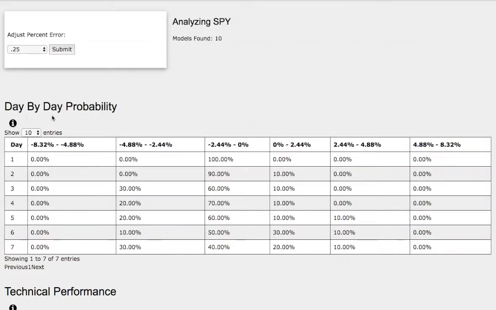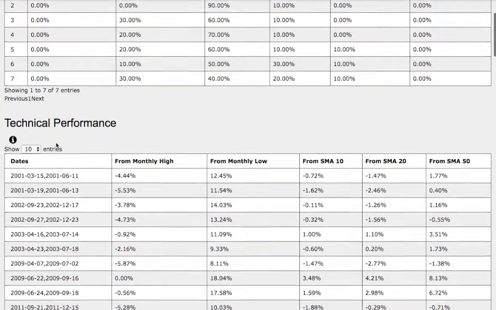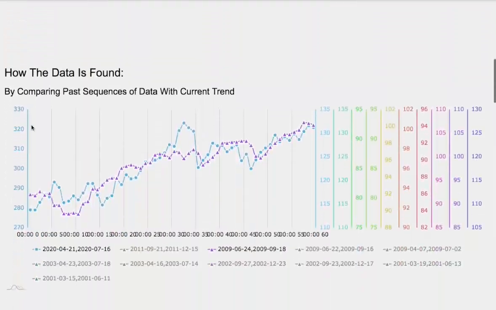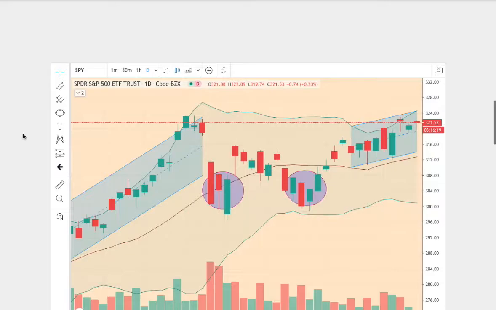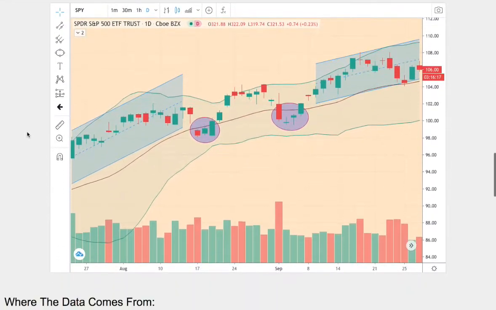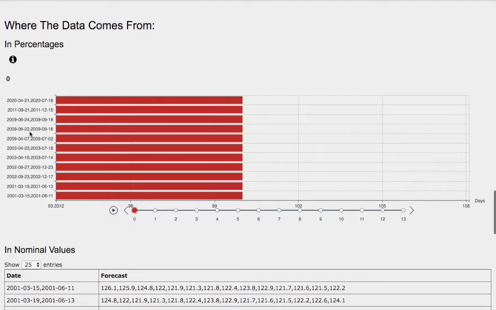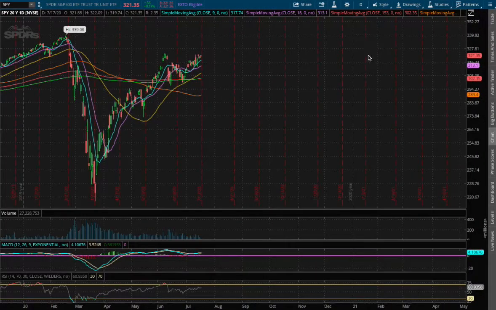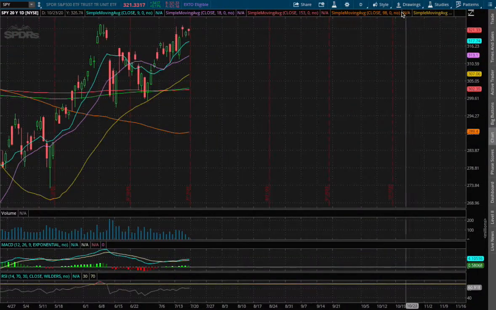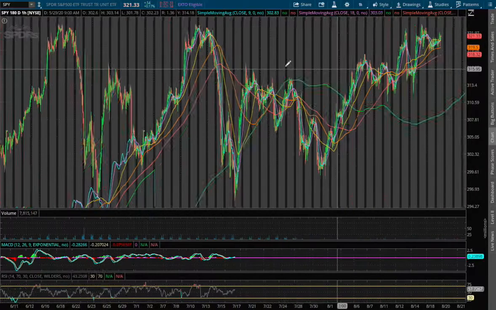In this video, we'll be going over the day-by-day probability model, technical performance of each model, how we find the models, comparing the current trend with the trend in the past, and we'll go over the day-by-day forecast for the S&P 500. So back to the technical analysis, we're up 17 basis points on the 1-hour chart.